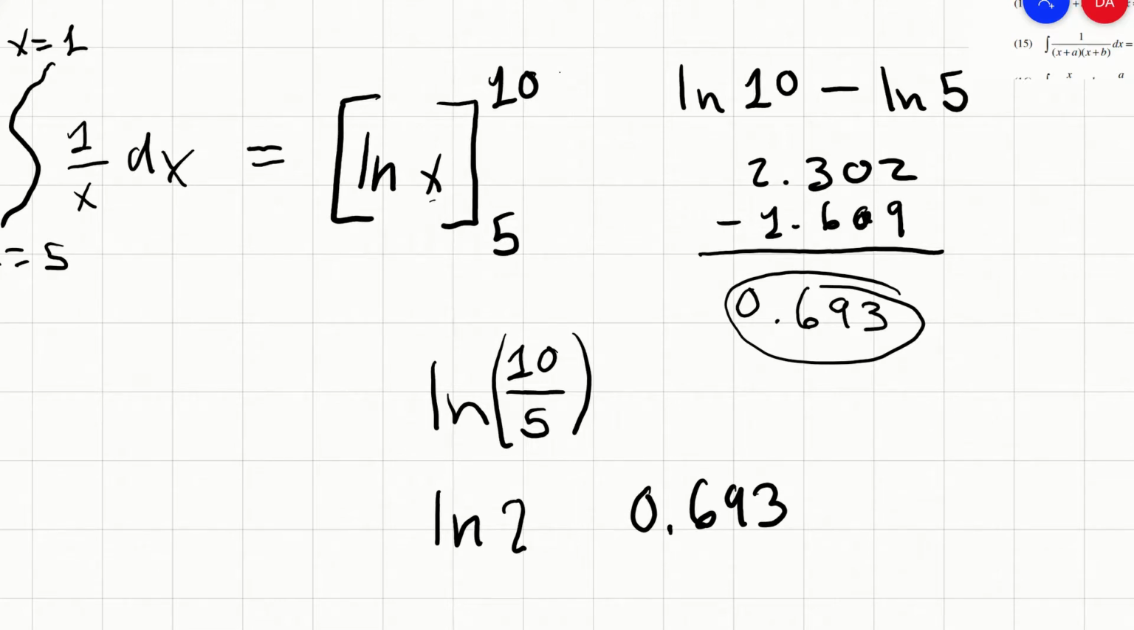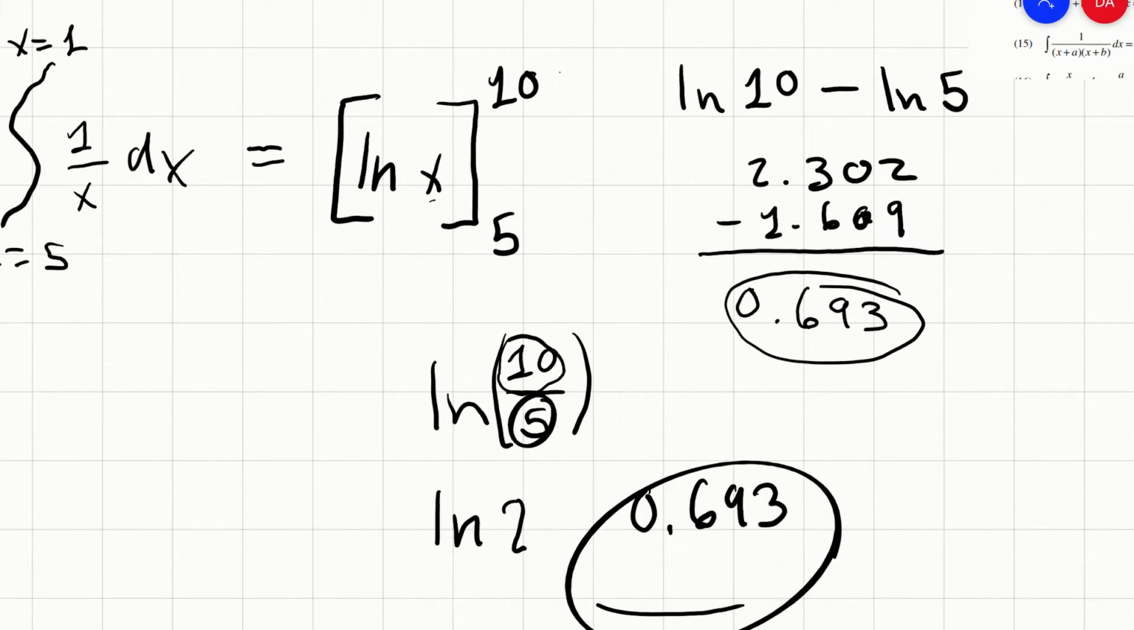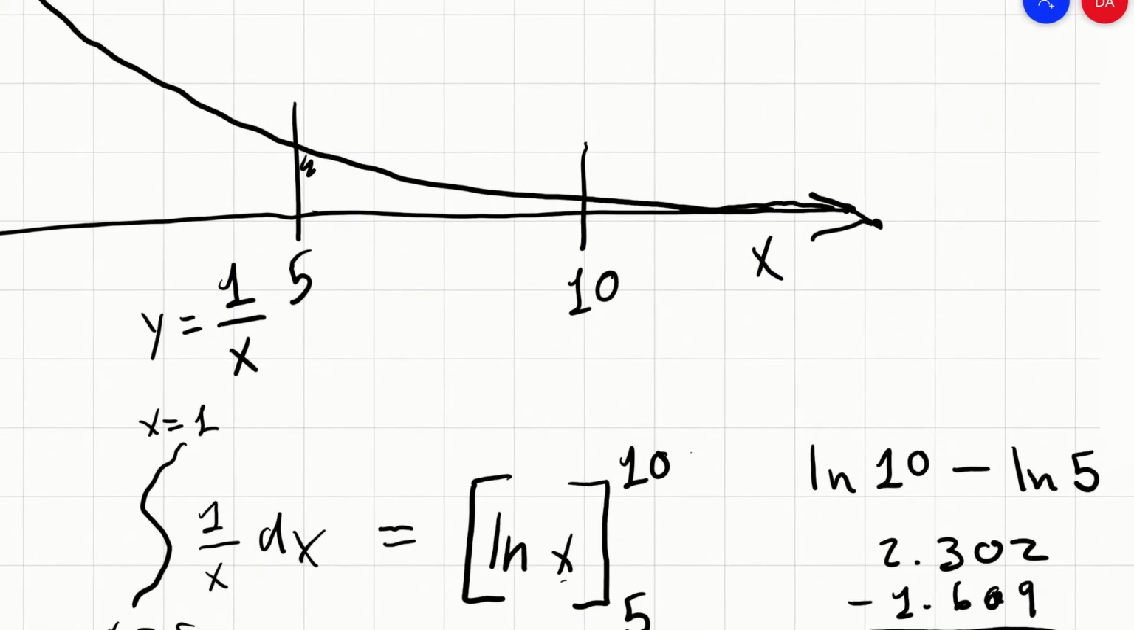And I'm just doing it this way because when I do a video about the rocket equation, in a later video in my rocket series, when we simplify the equation, it will end up looking like this. So this here is the area under this curve from 5 to 10.